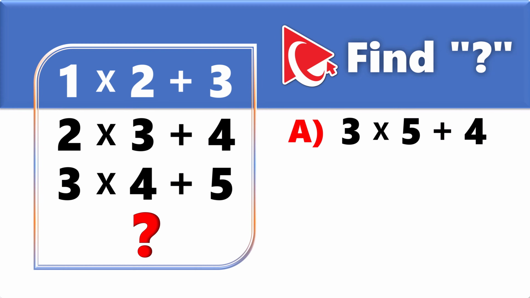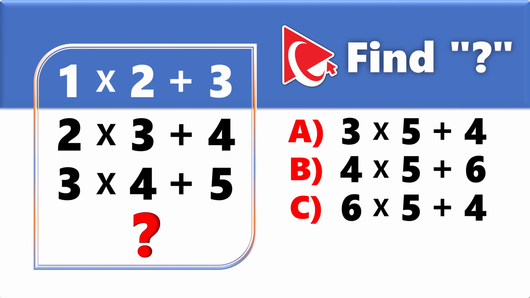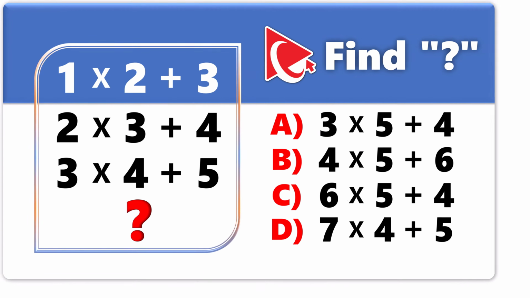Choice A, 3 by 5 plus 4. Choice B, 4 by 5 plus 6. Choice C, 6 by 5 plus 4. And last but not least, choice D, 7 by 4 plus 5. Take a close look to see if you can come up with the answer.